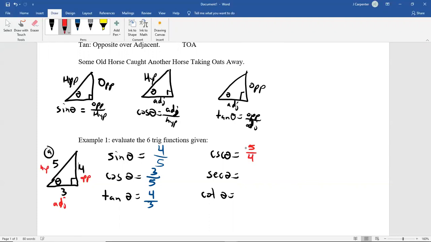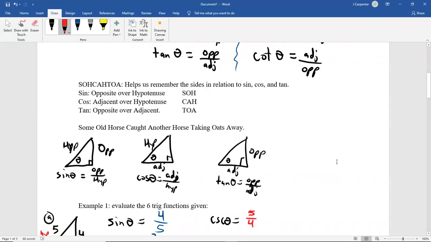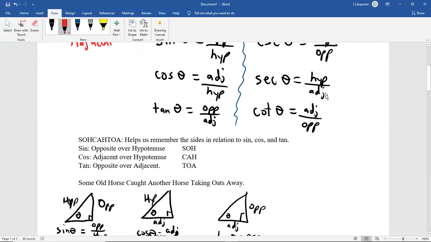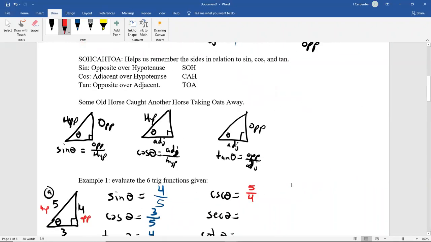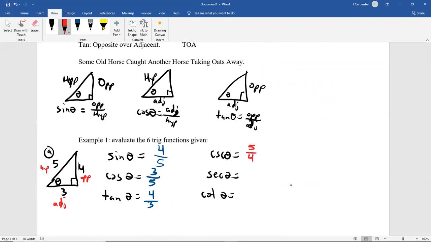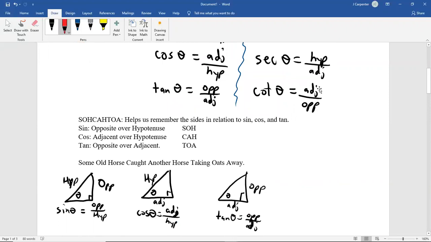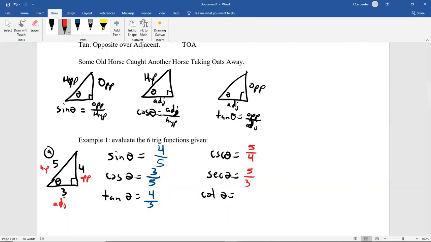And I'm doing these in red for a reason. Secant. If you go back up here, secant was the hypotenuse over the adjacent. Hypotenuse over adjacent, the sha. Hypotenuse was still the 5, the adjacent is still a 3, so that's 5/3. And then cotangent, if you go back up, is adjacent over opposite. Adjacent's 3, opposite's 4. 3/4. That's it. That's the entirety of example 1A. Notice the reds are the blues, but flipped.